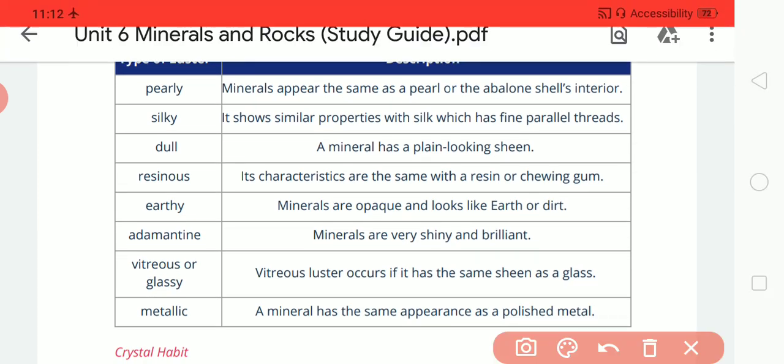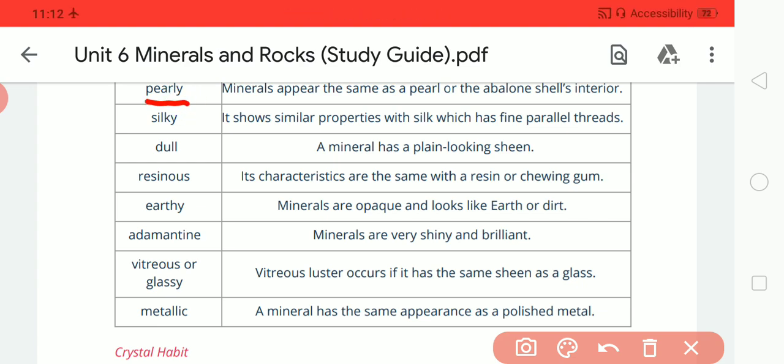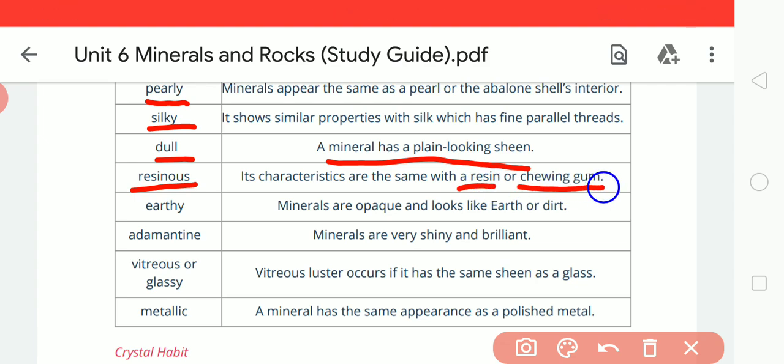When we say pearly, medyo may pagka-pearl siya. The mineral appears the same as a pearl or the abalone shell interior. Silky shows similar properties with silk, which has fine parallel threads. Next one is dull, so a mineral has a plain looking sheen. Next one is resinous, for sulfur. Its characteristics are the same as resin or chewing gum. These are the types of luster.